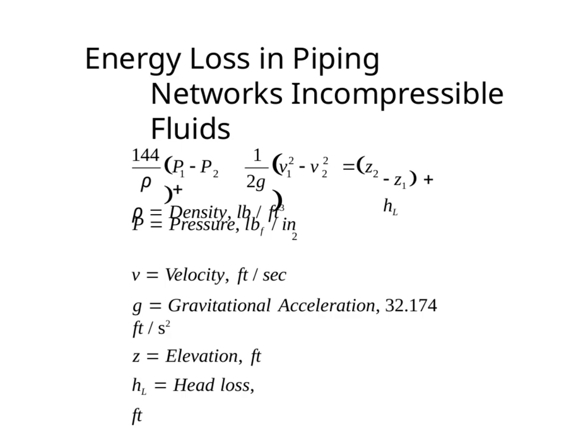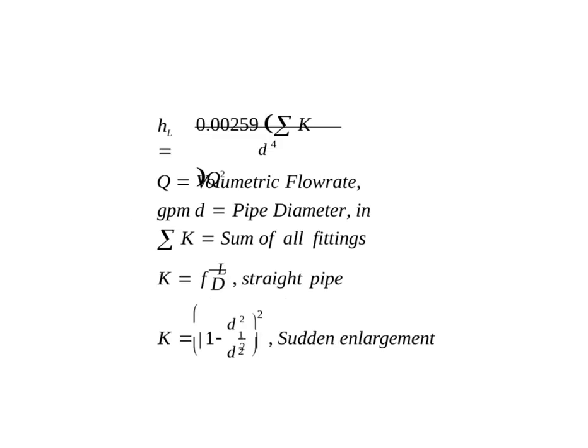Understanding each term helps us predict how fluids behave under different conditions, which is crucial for designing efficient piping networks. Let's break down how sudden changes in pipe diameter affect flow. When the pipe suddenly enlarges, there's a specific loss coefficient, K, that depends on the ratio of diameters.